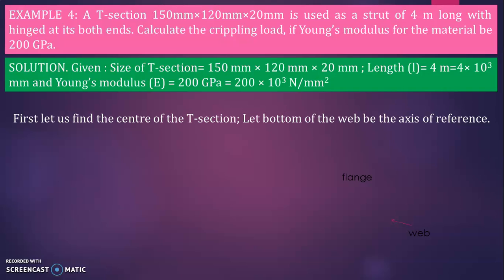How can you calculate I for the T section? I is given by I is equal to BD cube divided by 12 plus A into Y square. So this is the formula to find I. For this you have to calculate Y, that is the position of the centroid. So first you have to calculate the position of the neutral axis.